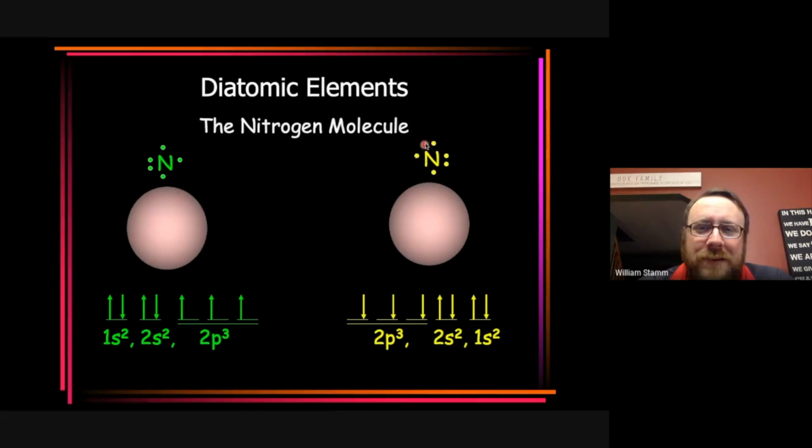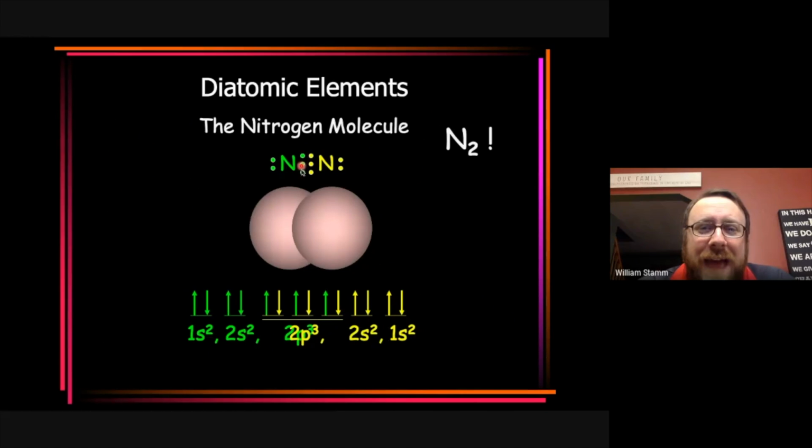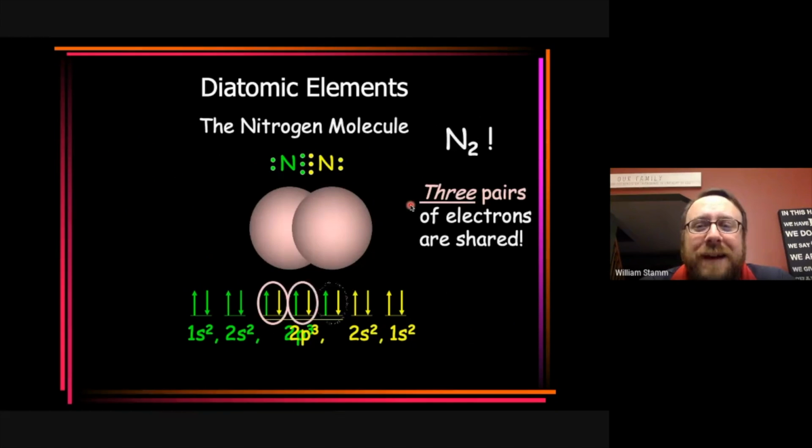These 3 are all alone too. They love to be paired up. And what happens is they come together, and now we have 3 shared pairs. Those shared pairs basically form 3 covalent bonds, a triple bond. We would call this N2, 2 nitrogen atoms covalently bonded together. 3 pairs of electrons are shared. You can see it on the orbital diagram right here.